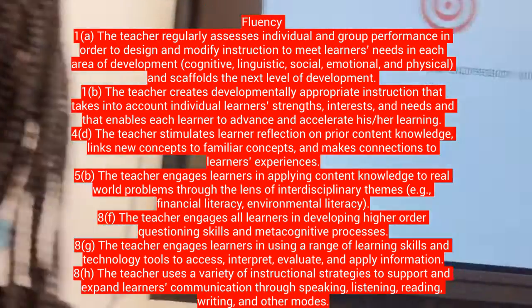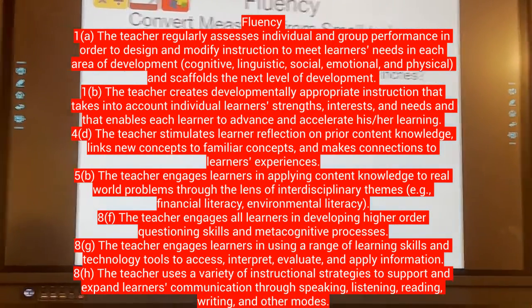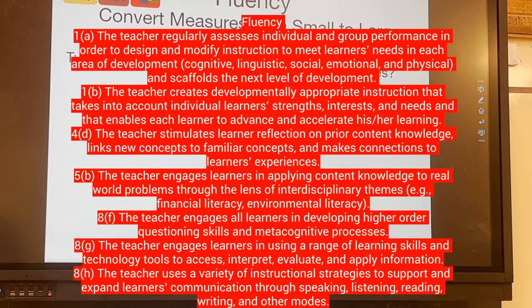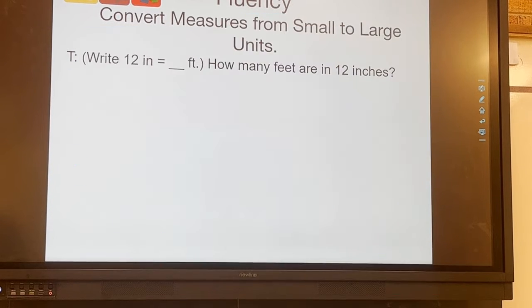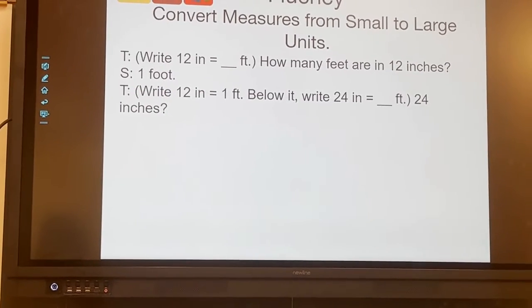All right, here's our fluency. We write 12 inches is equal to how many feet? 1, good. 12 inches is equal to 1 foot. How many feet are there in 12 inches? 1 foot, good. So 12 inches is equal to 1 foot.